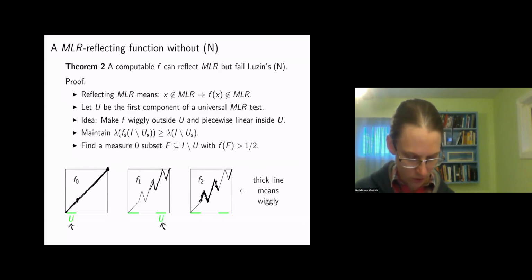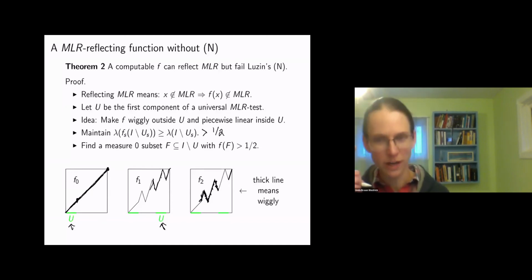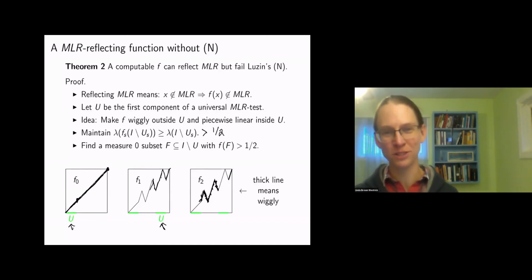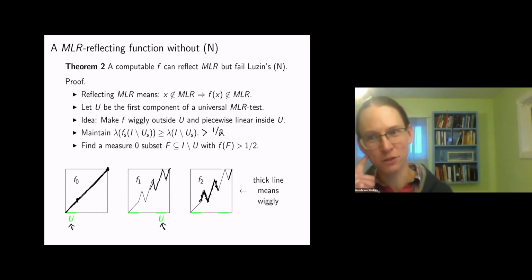And then because U is the initial component of a Martin-Löf test, there's always going to be at least 1/2 of the measure of the domain left. So you're always going to still have at least 1/2 of the measure of the range to wiggle on.